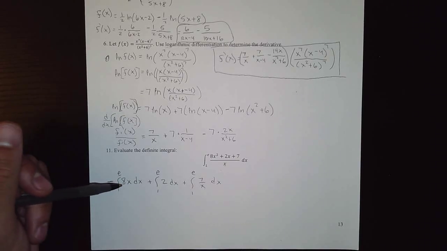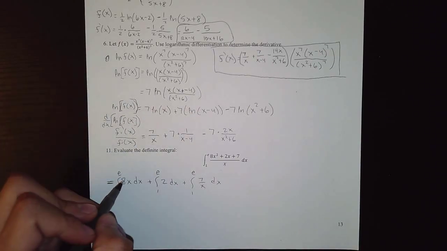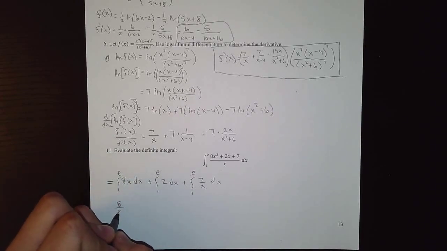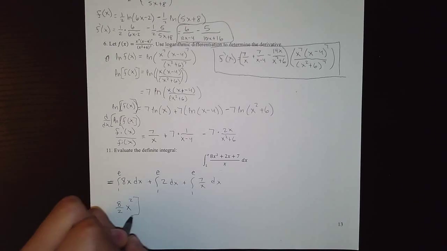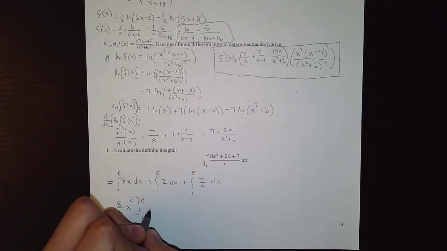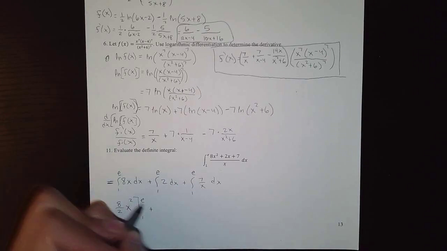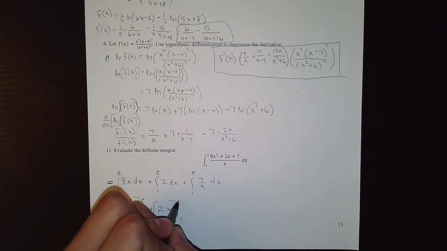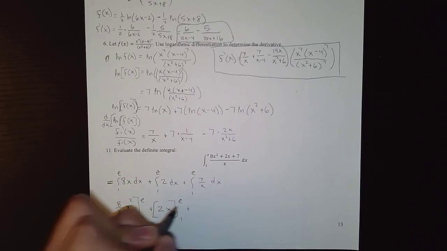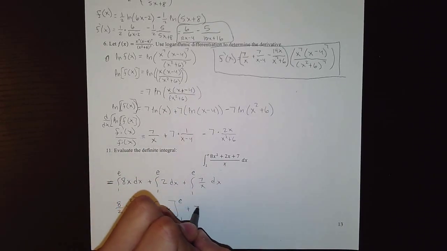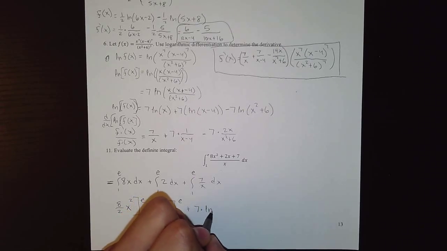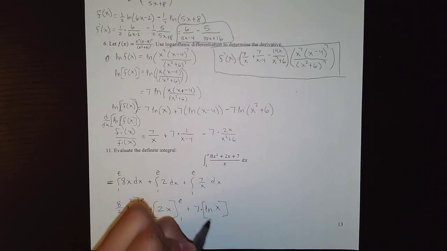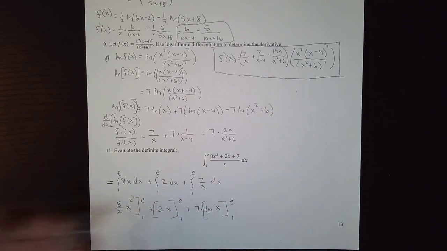And now it looks a lot simpler to integrate because we can just use the power rule here. So this would become 8/2 x squared evaluated from 1 to e, plus 2x evaluated from 1 to e, plus this would become 7 times the natural log of x, where x is evaluated from 1 to e again.